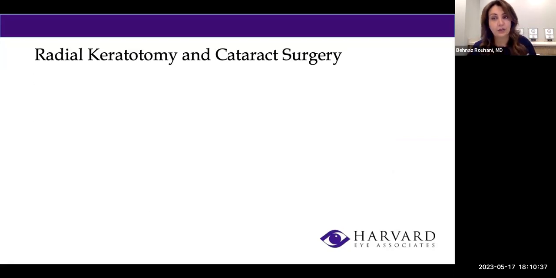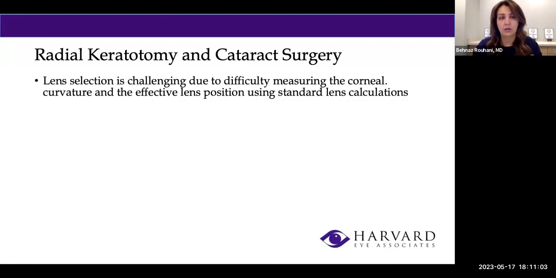Why is it important to catch them now? I mean, we're going to catch it. No one is going to miss radial keratotomies on exam because they're really nice, fairly cut incisions. But why is it important to know about them, to evaluate them? Because we need to use different calculations, different modalities to pick the lens and also the power of the lens that will give patients a better outcome.